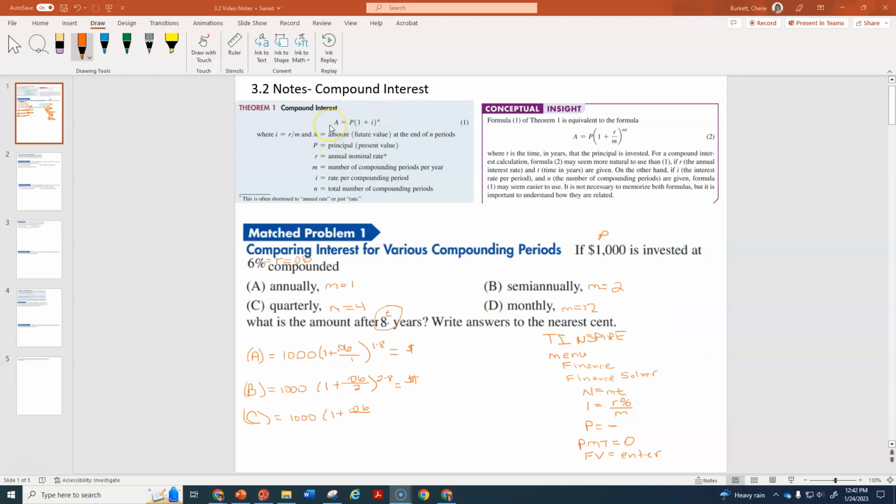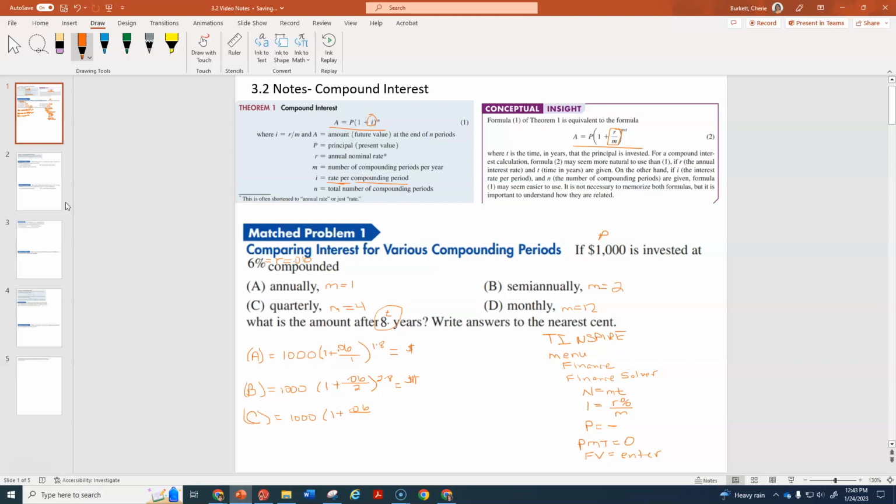So these two formulas here, this formula and this formula, are exactly the same. The only difference is that this value of I is defined to be the interest rate per compounding period. That's never going to be given to you in the formula. You're always going to have to calculate it, and here's how you calculate it.